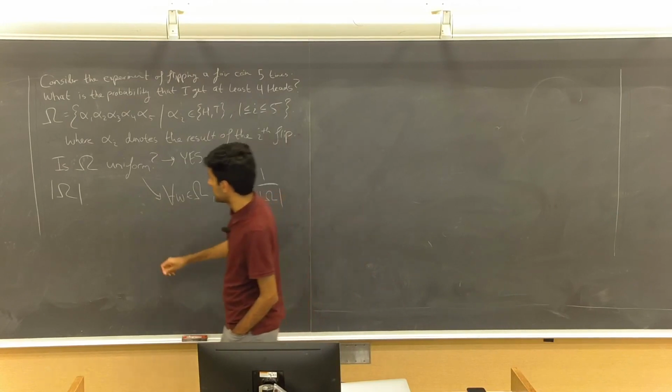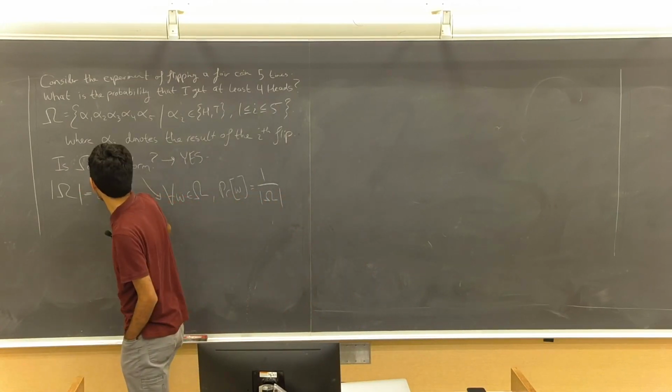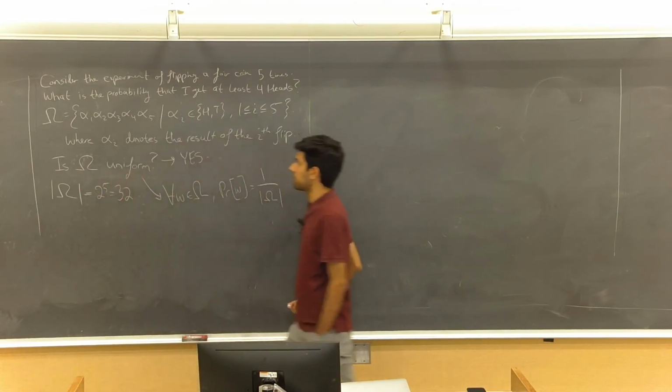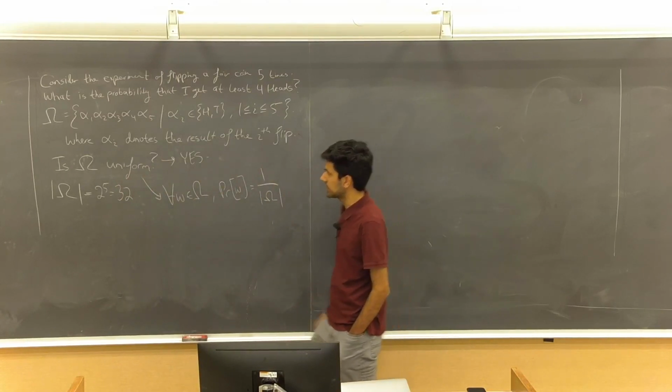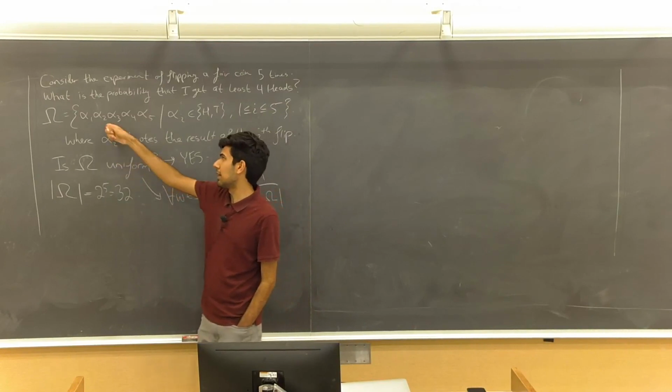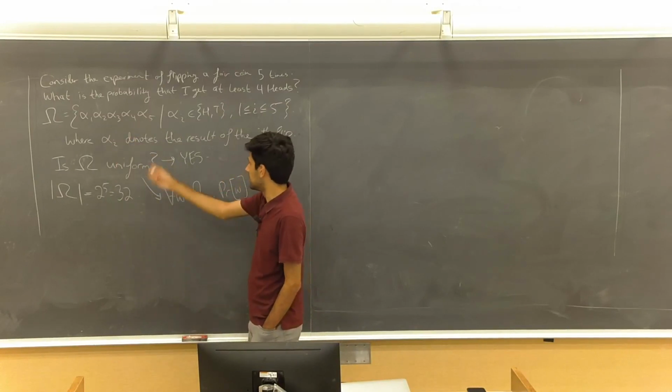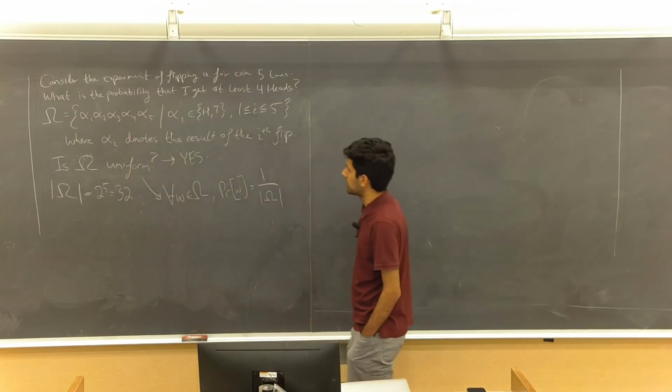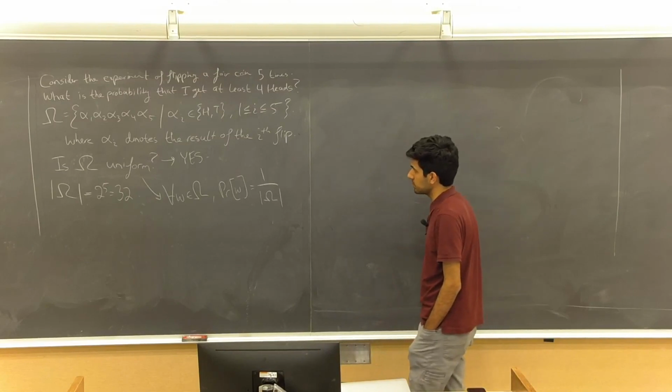So in this case, what is the cardinality? It's going to be 2 to the 5, or 32. And the reason for this is alpha_1 can either be heads or tails. There's 2 options. Alpha_2, heads or tails, 2 options. Just use the multiplication rule, and we have 32.